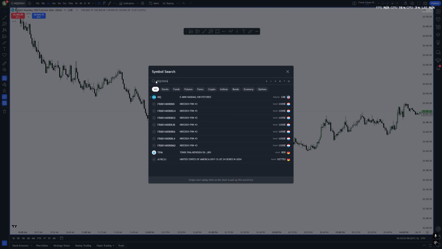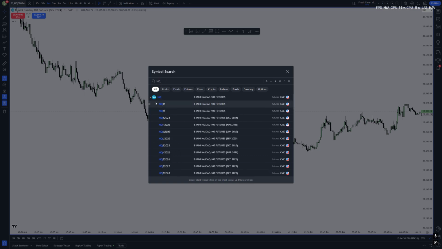We're trading the NASDAQ. We're trading NQZ 2024 right now. Obviously, the year is 2024. The Z stands for December. If I just type in NQ, you'll see the Z stands for December. That means it's the most current contract.